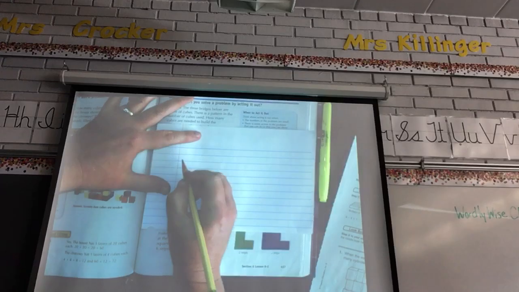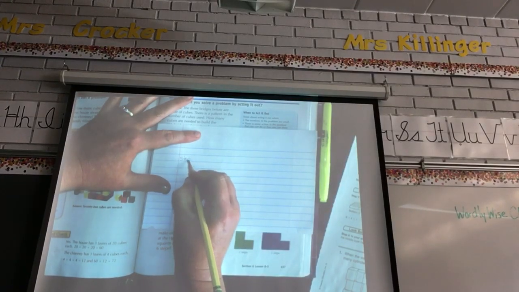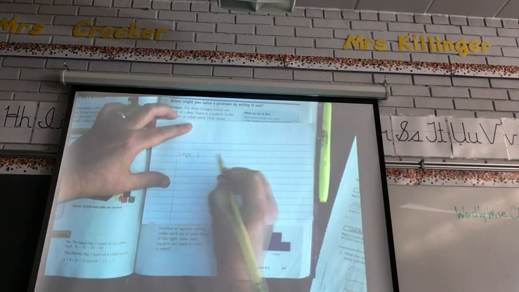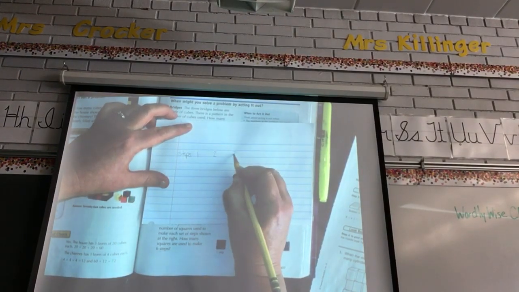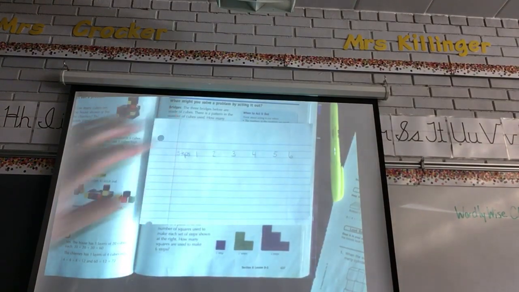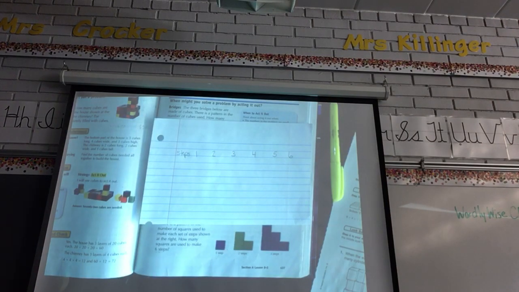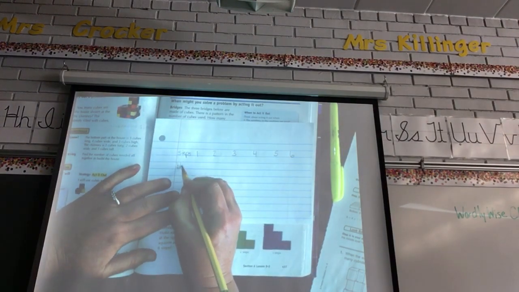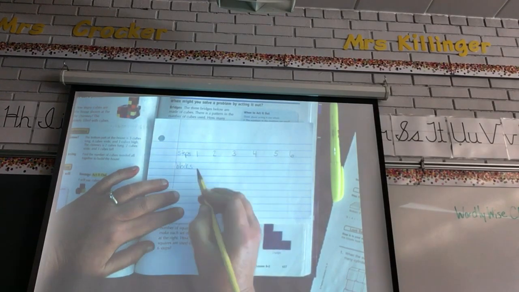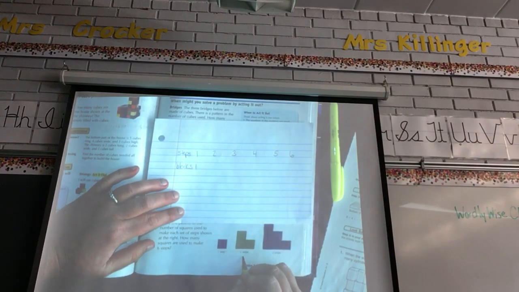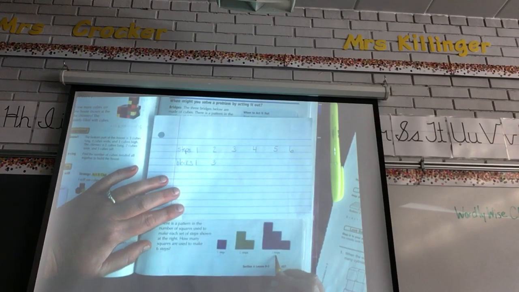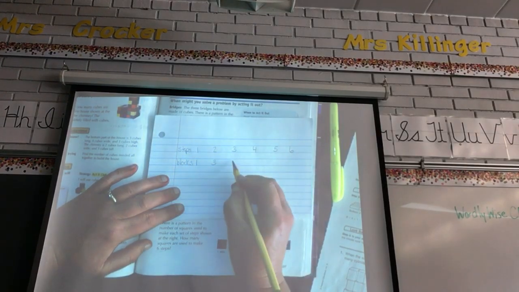We know that we have steps. How many steps? Well, we'll look back and we'll see that we have 1, leave some space, 2, 3, 4, 5, 6 steps. Excellent. We also know that we have blocks. How many blocks? Well, for step 1, we have 1 block. For step 2, we have 3 blocks. For step 3, we have 6 blocks.